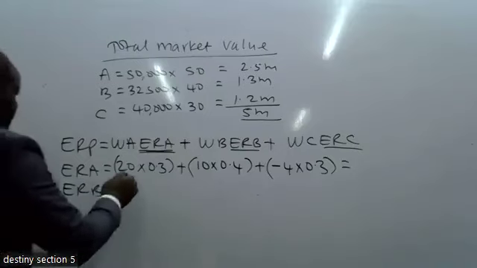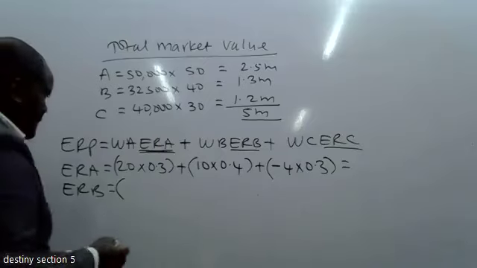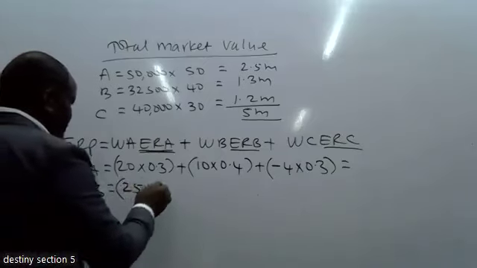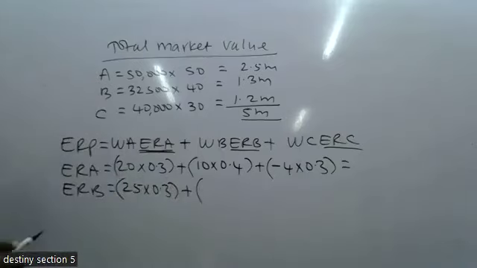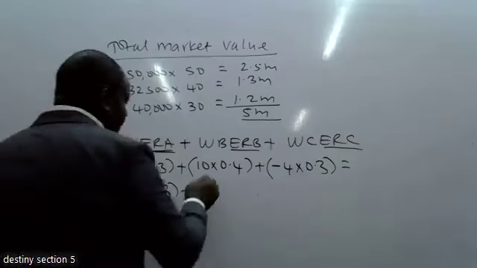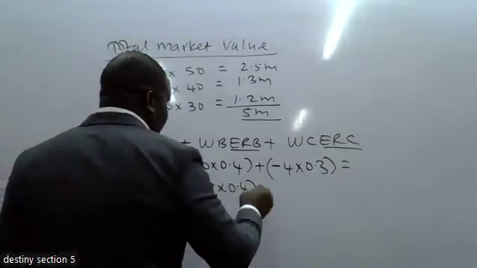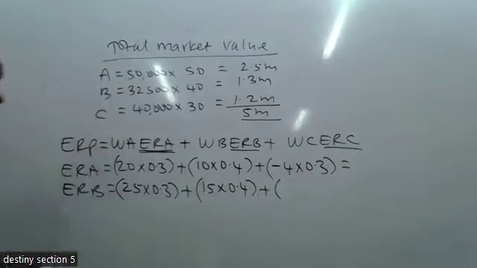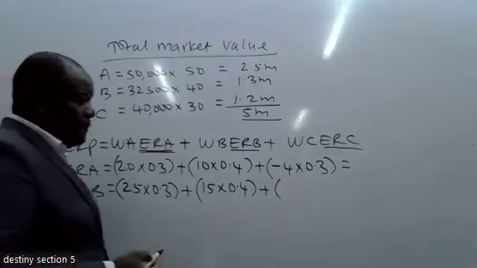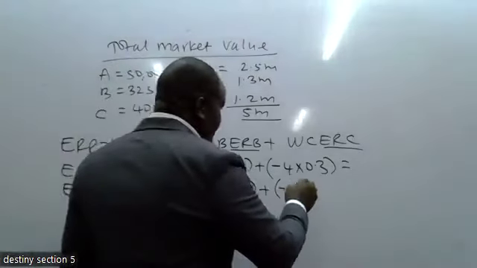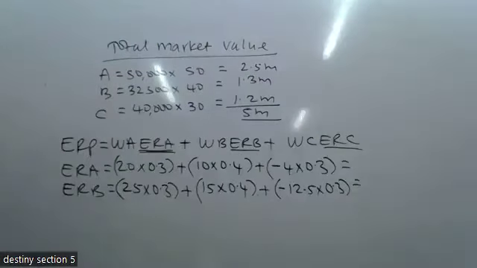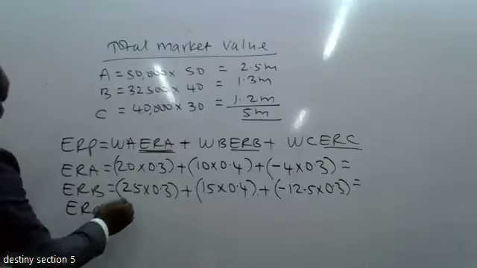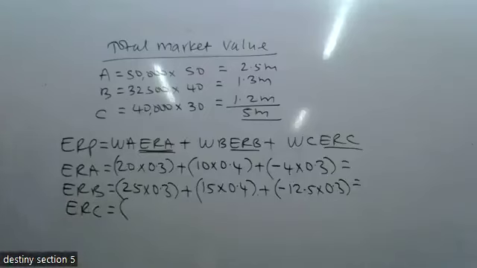The first return for B, which percent did you get? 25, also multiplied by 0.3. The second return for B was which here? 15, also multiplied by 0.4. Then the last return for B was 12.5, also multiplied by 0.3. So that will give you the expected return for B. We should also get the expected return for C. The first return for C we got here.